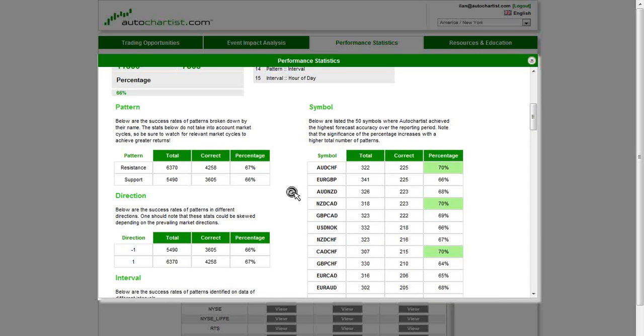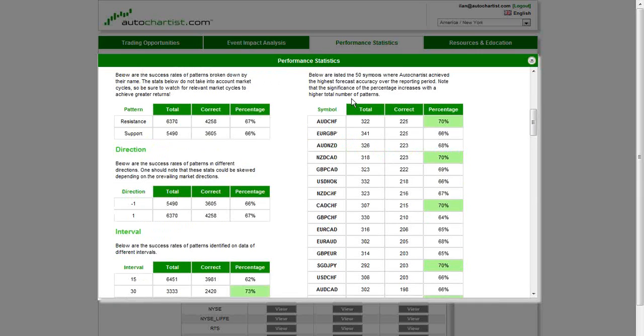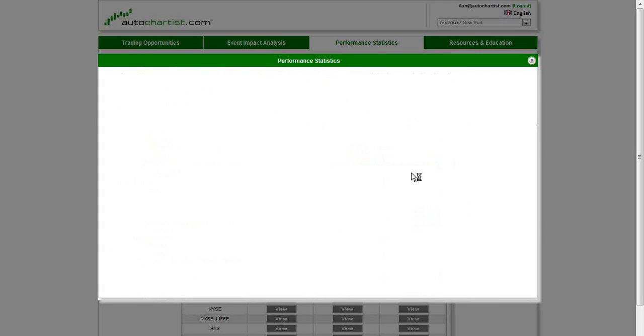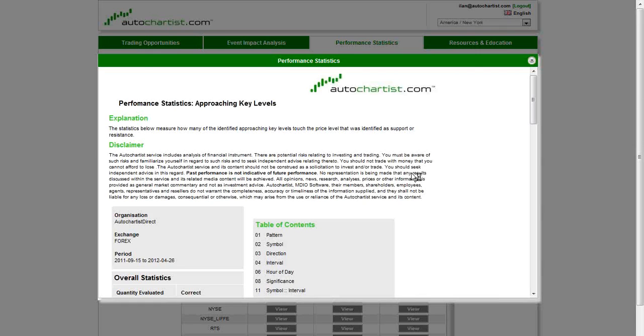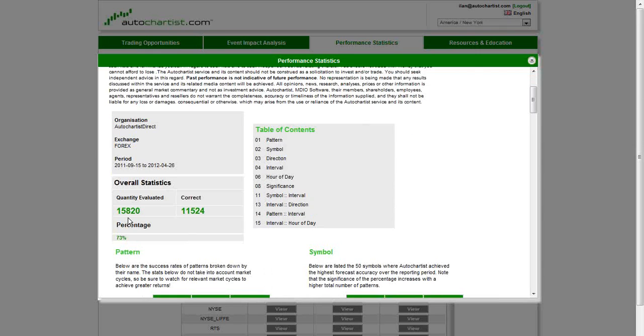We can also look at the approaching key levels. Approaching key levels are basically how well Autochartist has forecast that a price is going to hit one of the support or resistance levels. If you remember the pound-yen example we looked at before, which was approaching a horizontal support level, horizontal resistance level, these statistics describe those kinds of instances. So let's see what that looks like. It looks like those stats are even higher. We've identified about, in the last 6 or 7 months, 15,000 of those opportunities, of which 11,000 were correct. That's a really important statistic, a quantity.